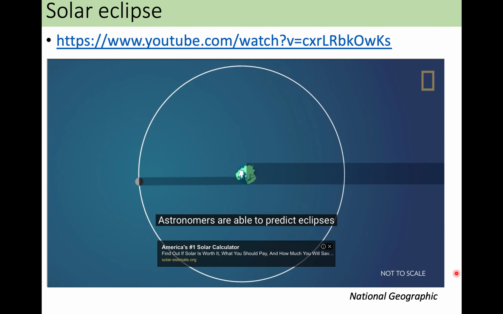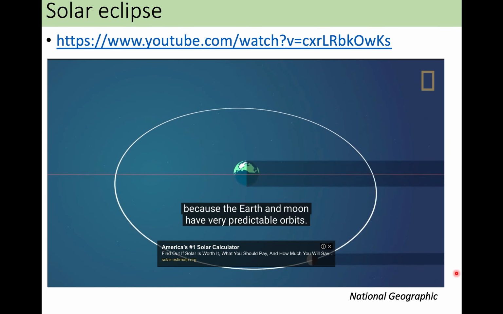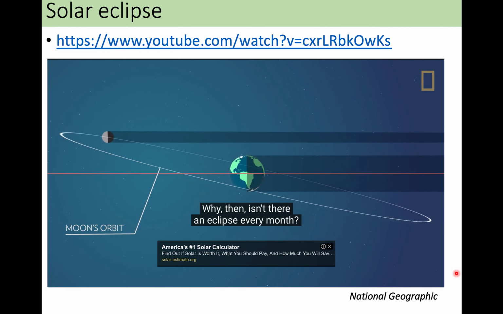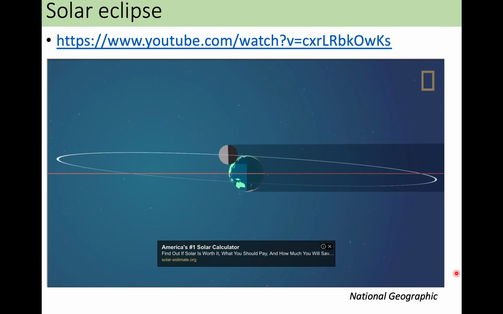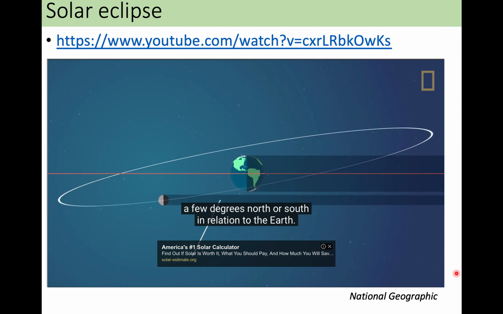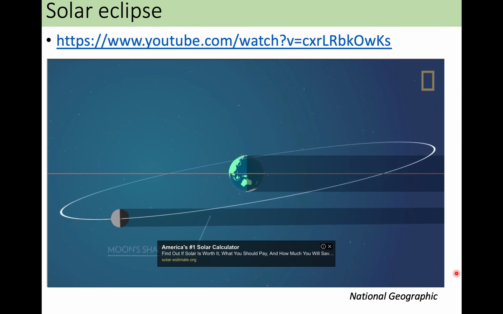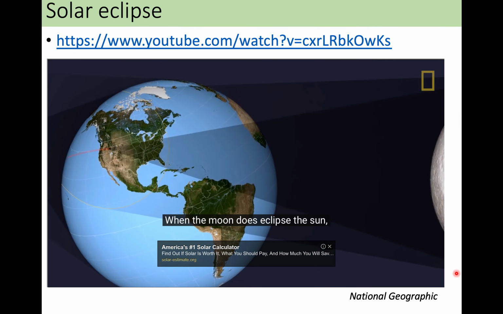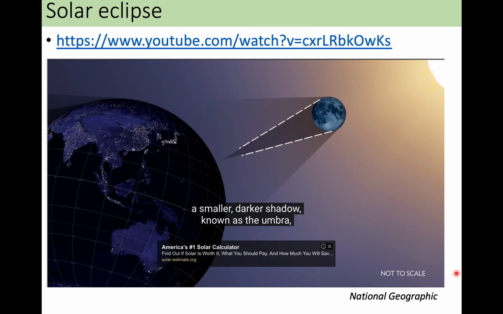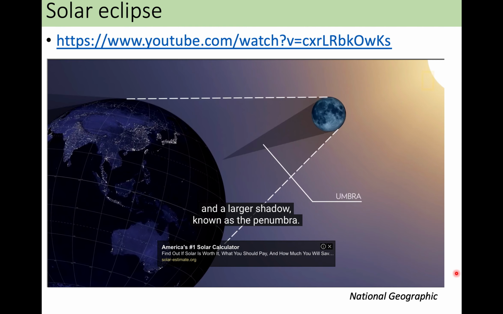Astronomers are able to predict eclipses because the Earth and Moon have very predictable orbits. Why then isn't there an eclipse every month? The moon's orbit is usually tilted a few degrees north or south in relation to the Earth. When the moon does eclipse the sun, it casts two types of shadows on Earth: a smaller, darker shadow known as the umbra, and a larger shadow known as the penumbra.